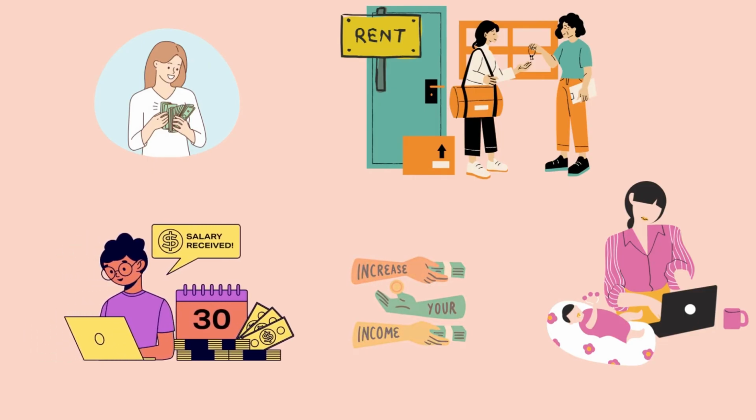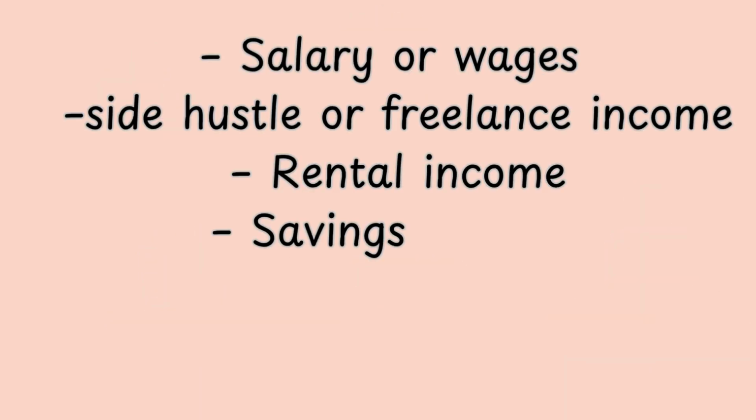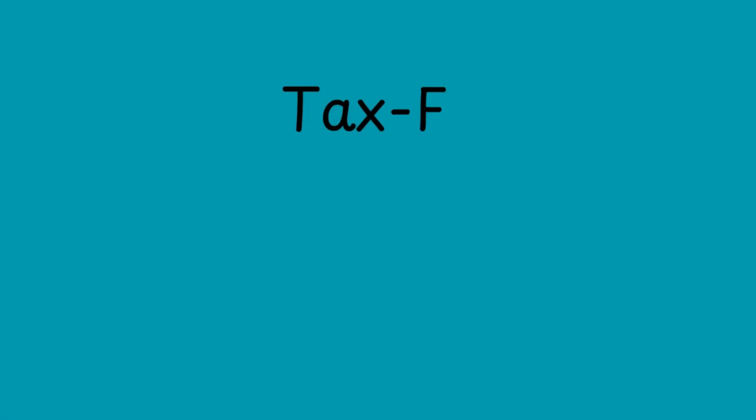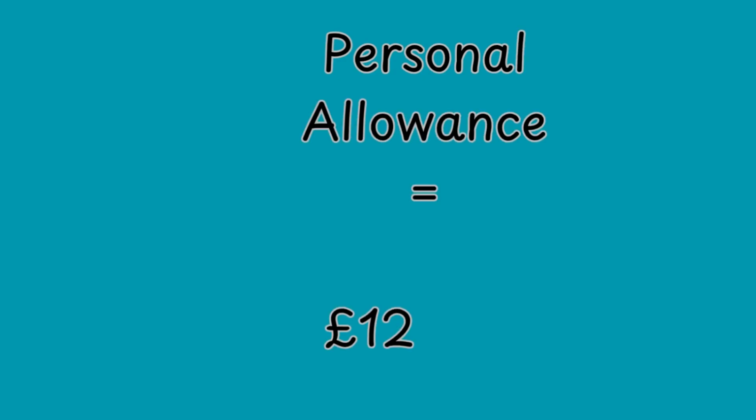Now that's everything you earn, which includes your salary, side hustle income, rent from a property, savings income, and even dividends from investments. Now, you subtract your tax-free allowance. In the UK, most people get a personal allowance of £12,570. That part is completely tax-free.